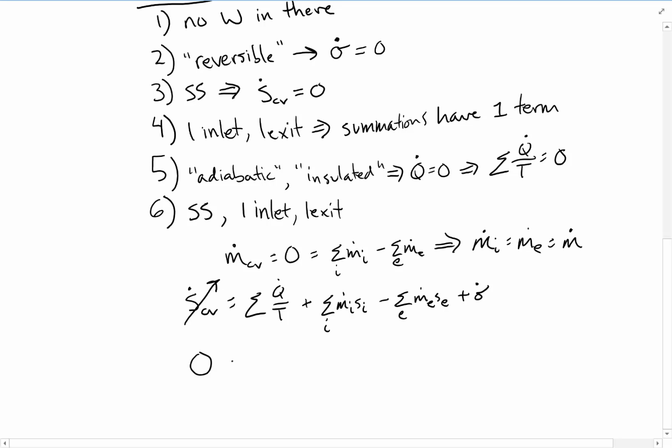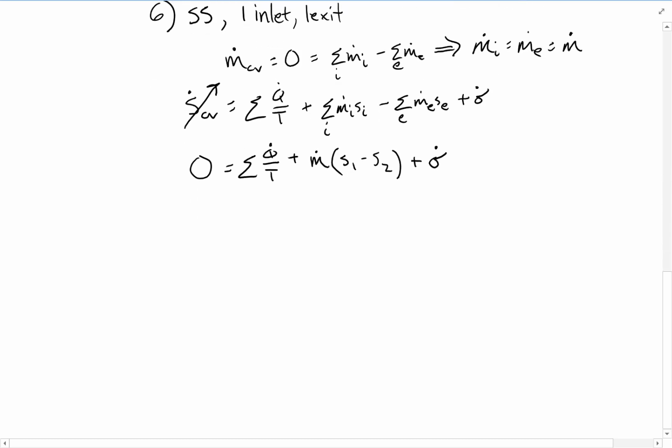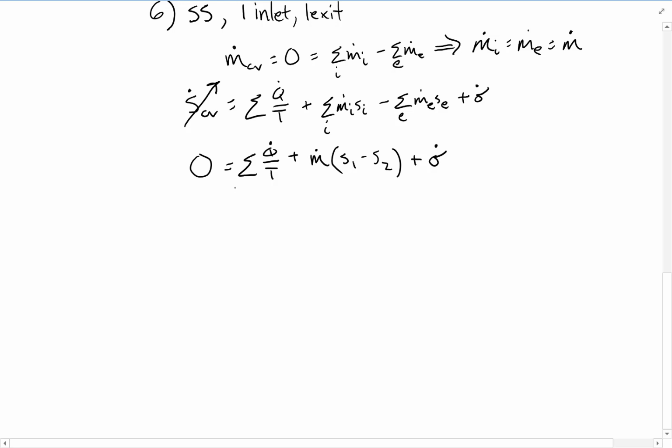So this equation becomes 0 equals the sum of Q dot over T plus M dot times S1 minus S2 plus sigma dot. Okay. And just like for the closed system entropy balance, there's only a few options for each of these terms. This Q dot over T term, option 1 is that it's equal to 0. And your keywords there are, if I tell you that it's adiabatic or insulated, then that term is equal to 0.